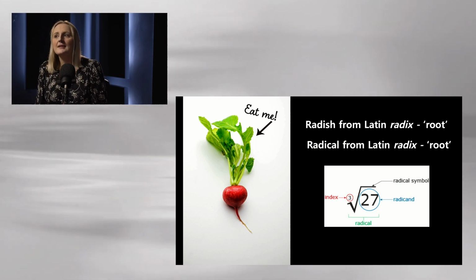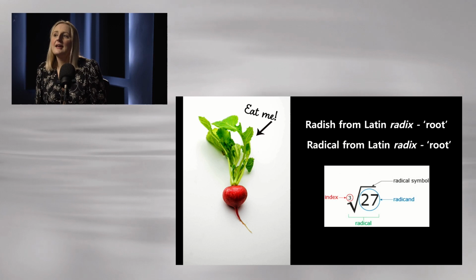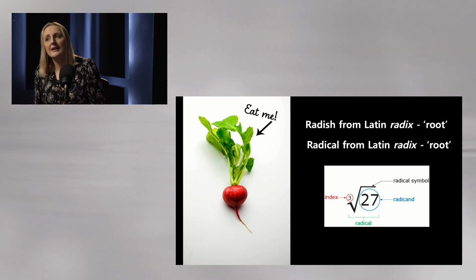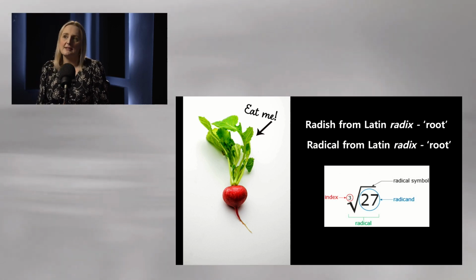But the whole thing is a radical. And then you've got the radicand, which is the number underneath the root sign. The root sign is called a radical symbol, and then the little number is the index. Let me ask you this, right?